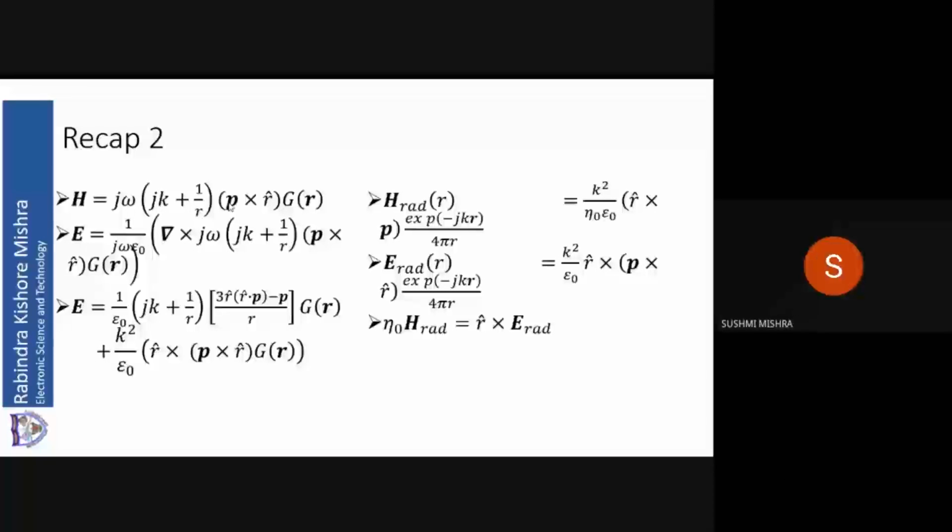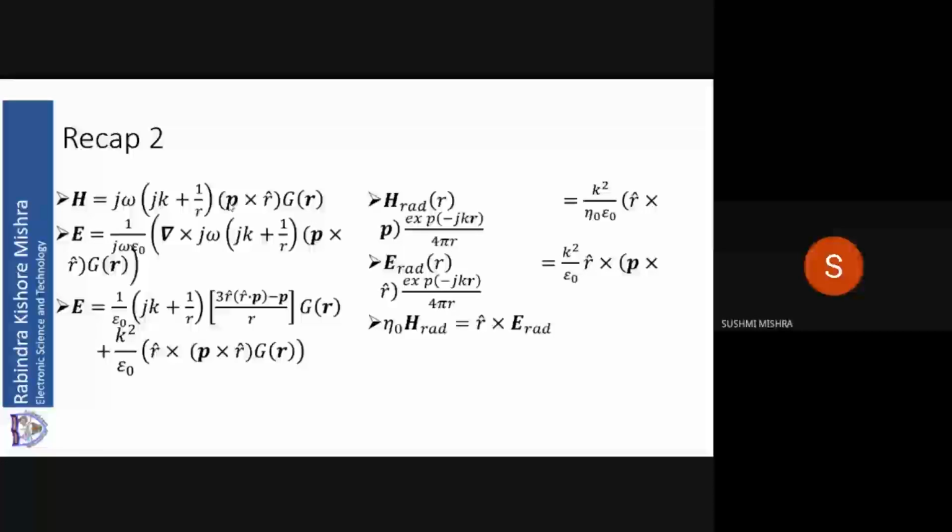So we found out H_rad is equal to k² by η₀ ε₀ (r̂ cross P) exponential minus jkr by 4πr. So here you can see only 1 by r variation. Similarly, E_rad is equal to k² by ε₀ (r̂ cross P cross r̂) into exponential minus jkr by 4πr.